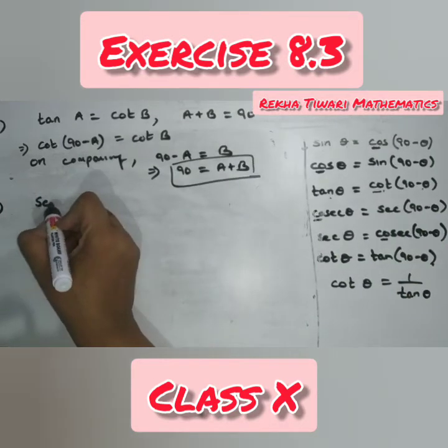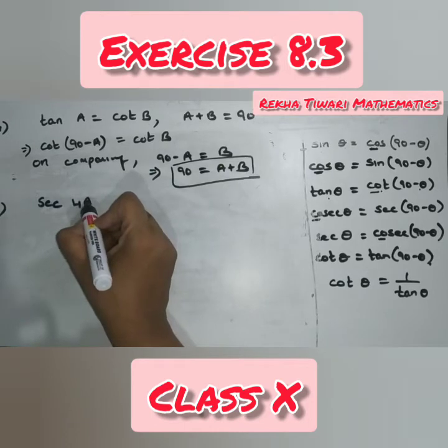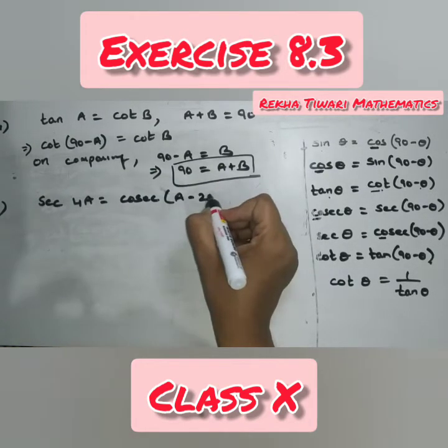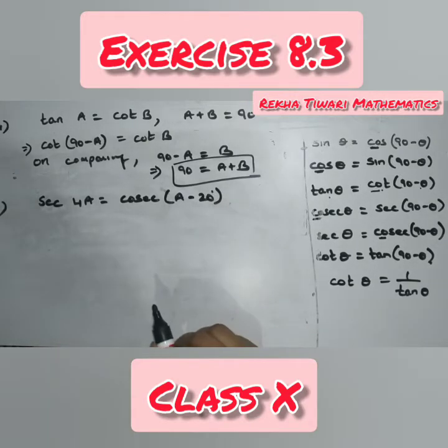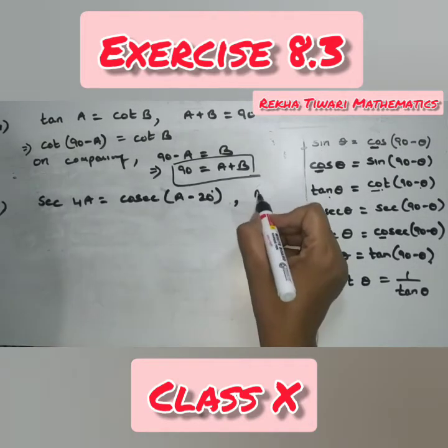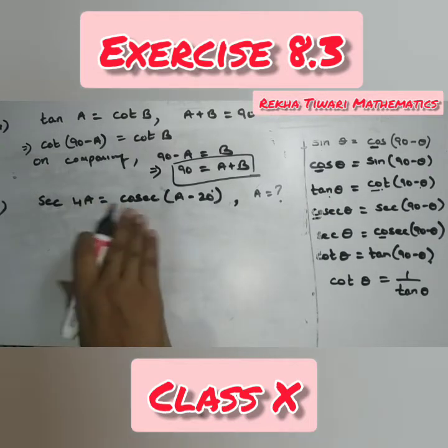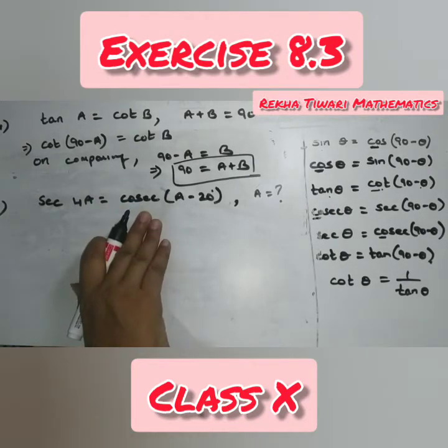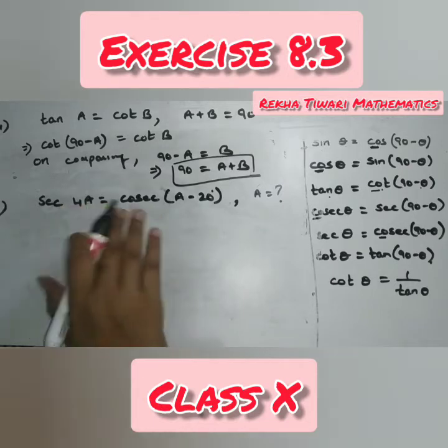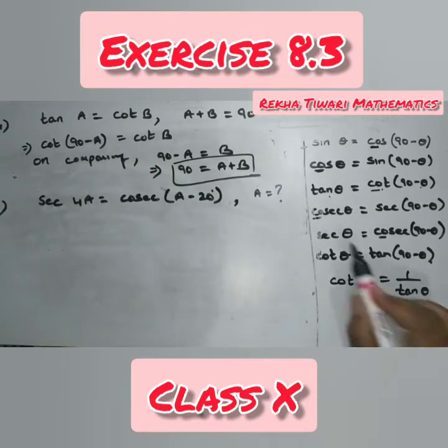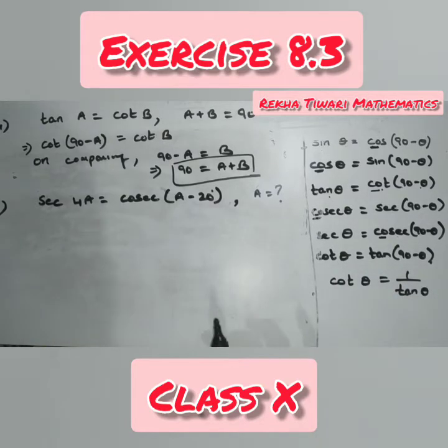If sec 4a is equal to cosec a minus 20 degree, where 4a is the acute angle, find the value of a. You have to find out a. Now again the t ratios are different. Let us make equal. Okay, to make this equal we have to use the complement. See the complement of sec theta. What is the complement of sec theta? It is cosec 90 minus theta.